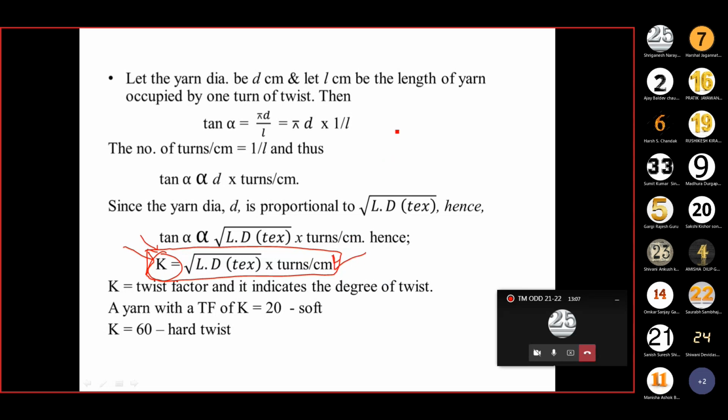We are not going to deal with this equation derivation, right? So we are using this formula, right? So you can write this formula: k is equal to square root of linear density into turns per centimeter. That is the formula for twist factor.